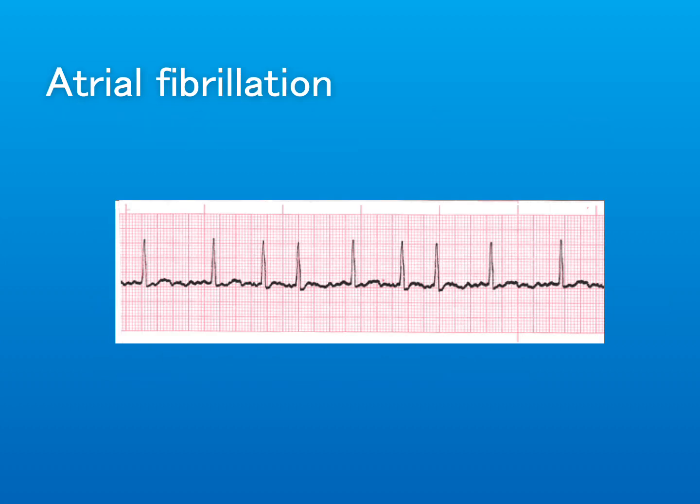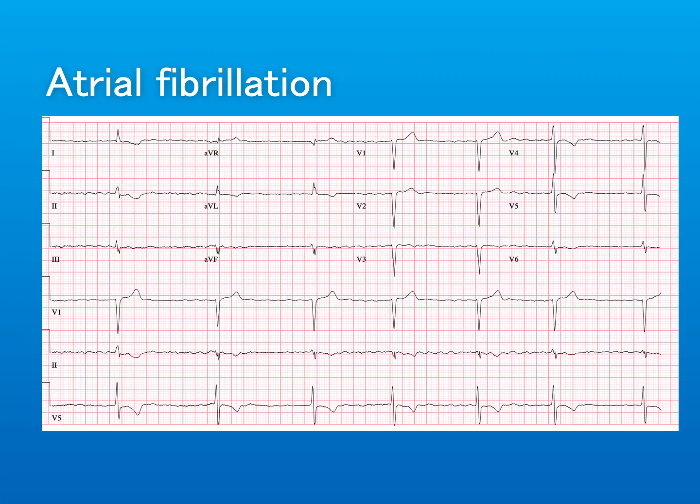Not all of them are conducted because the AV node gives us, fortunately, a physiological block. So not all of those depolarizations will reach the ventricles. Otherwise, we'd have a very high rate of even 300 beats per minute or more. When you treat AF, to slow down the rate, the most important thing is to treat the cause.